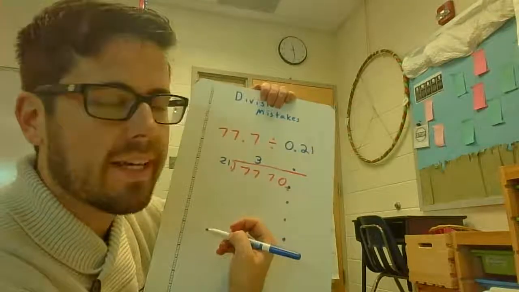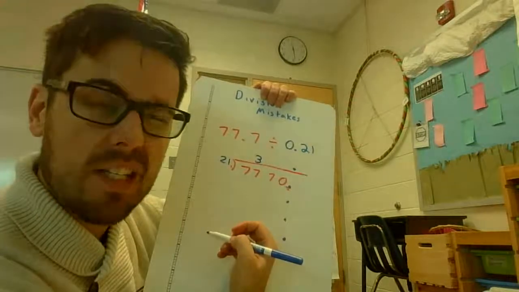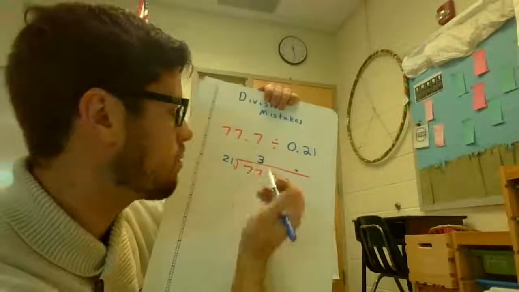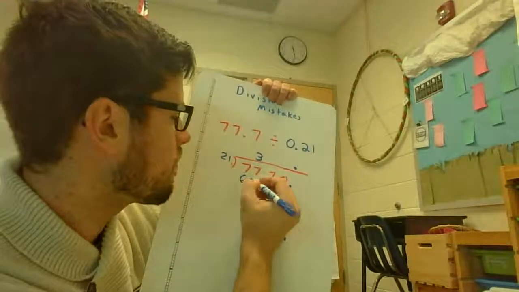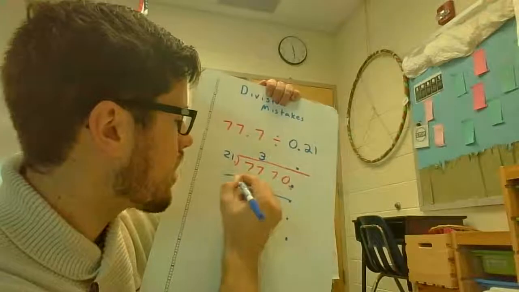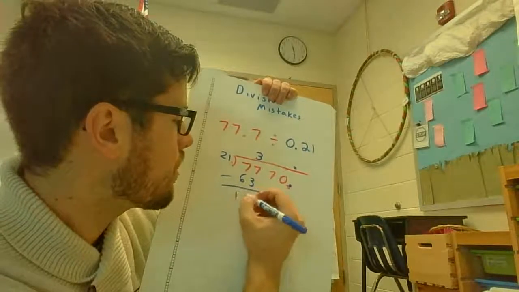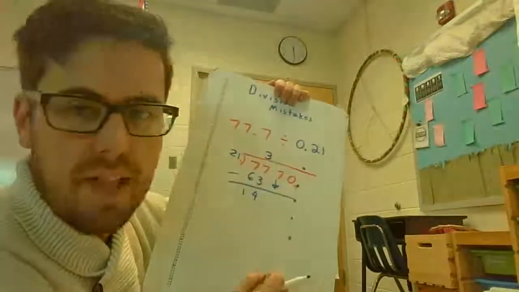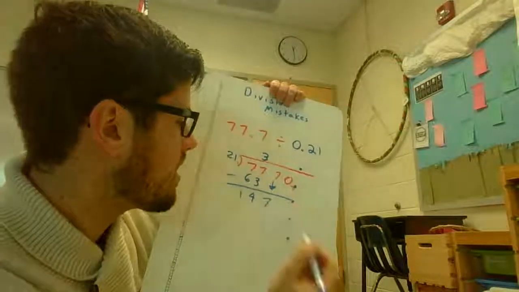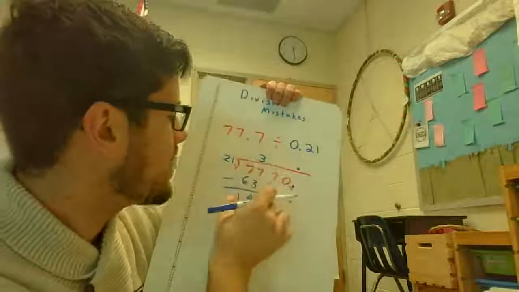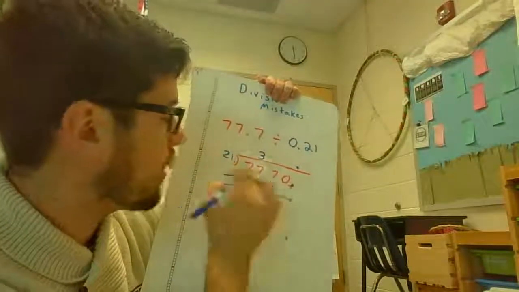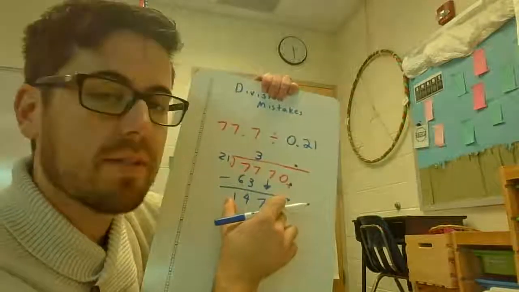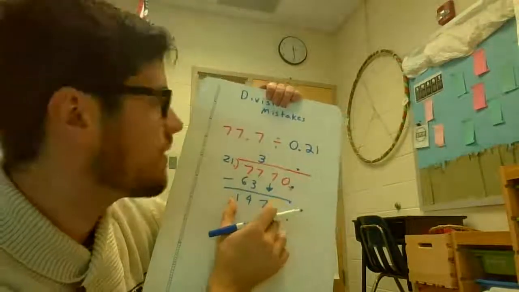3 times 21, I can do 3 times 20 in my head, which is 60. And 3 times 1 in my head is 3. So 20 plus 3 is 63. I'll subtract to see what's left over, and 14 is left over. I'll bring down whatever's left to work with, which is a 7 here. And I'm just going to look here to check if 21 can go into my 14. It cannot. It's too small. So I'll ask, how many times can 21 go into 147?